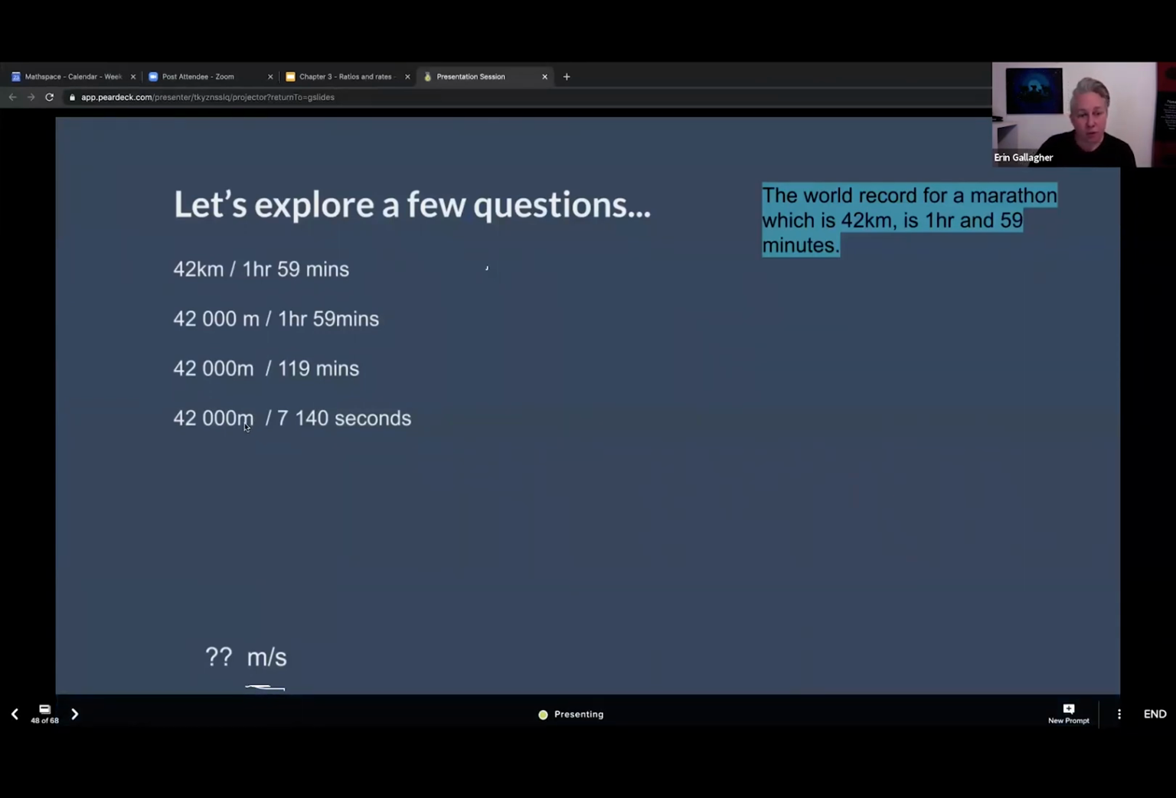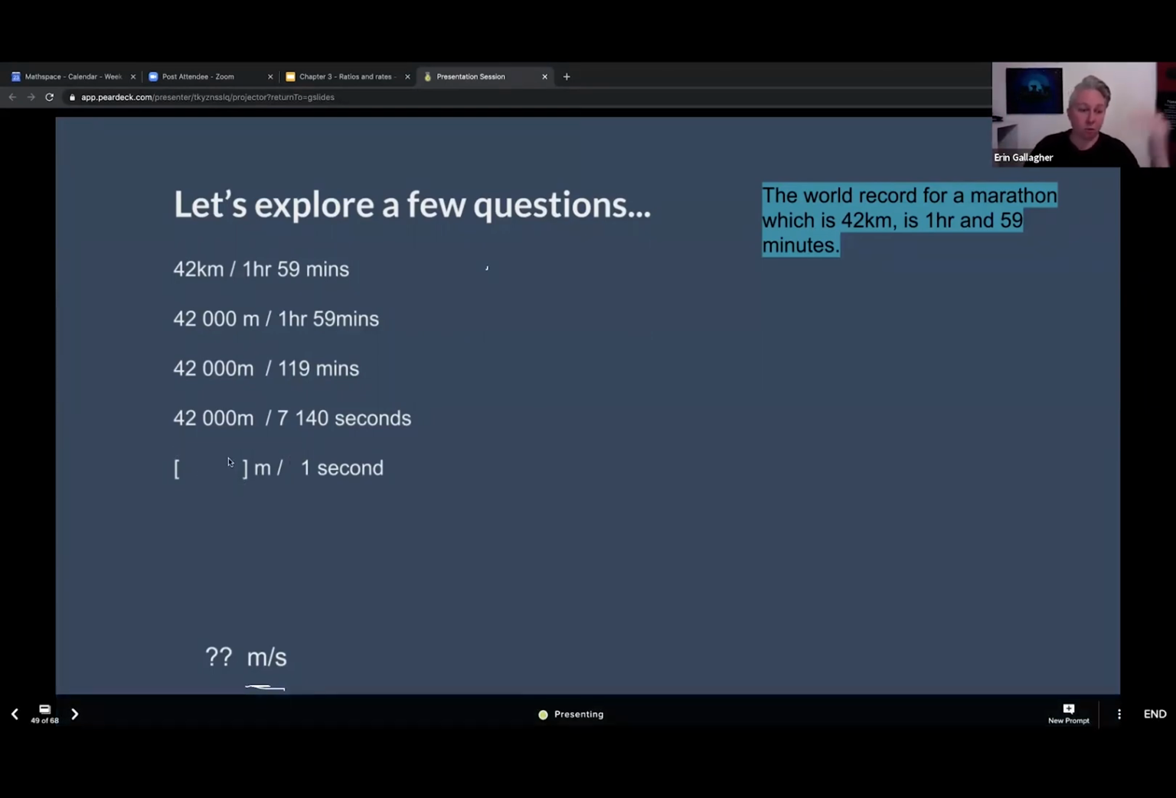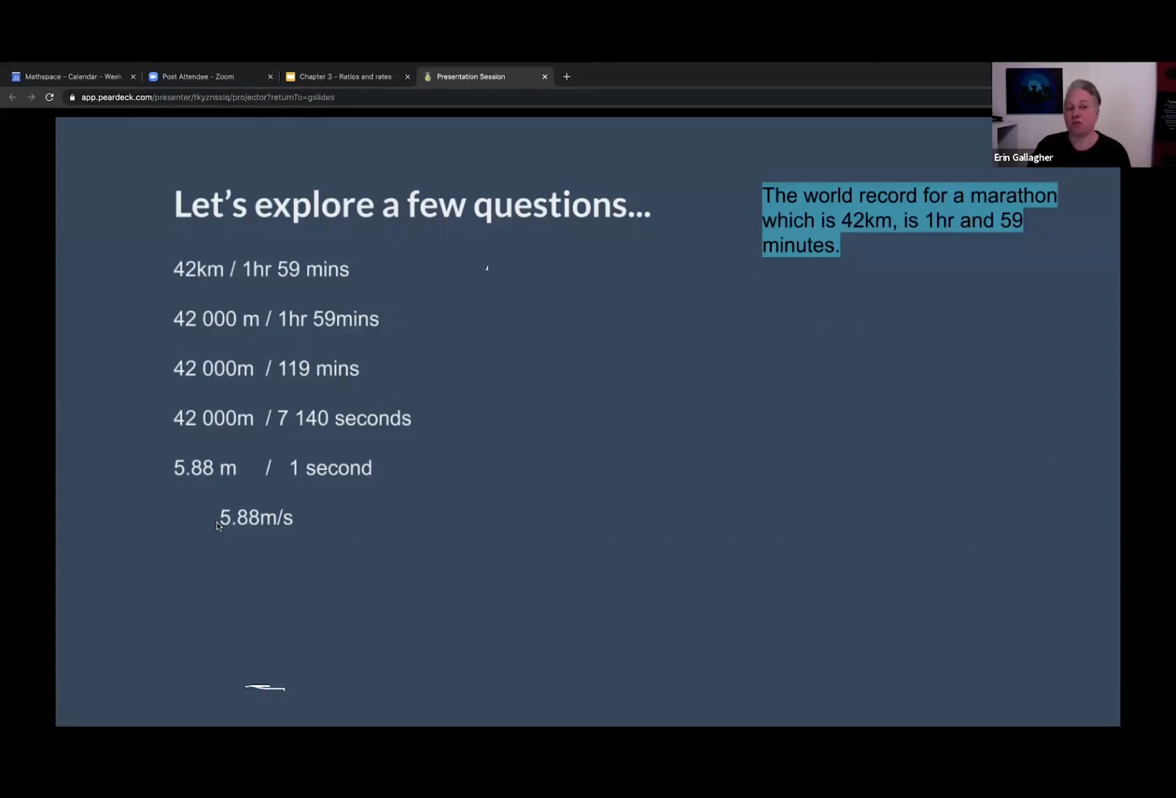Okay, so we're getting there. At least we've got the right units now. We've got meters and seconds, but we want per 1 second. So how do I get from 7,140 seconds to just 1 second? What do I need to divide by? Because then I need to do the same. Remember, it's the same as the ratio. Got a proportion up the same or proportion down the same. So we're going to proportion down. I'm going to divide both sides by 7,140. And we end up with about 5.88 meters per second. That's how fast the marathon runner runs.